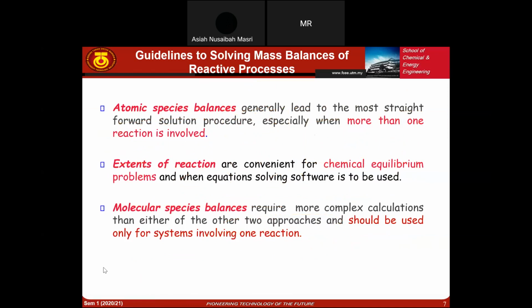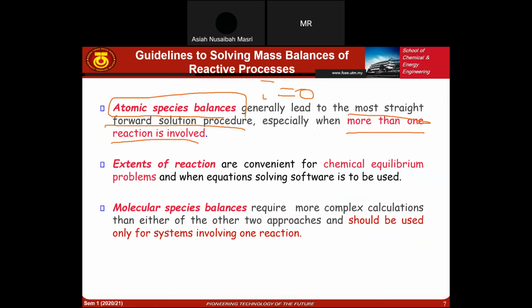Now here are the guidelines for solving mass balances of reactive processes. Which method we choose will be based on this guideline. When will we choose atomic species balance to solve the mass balance? Generally, atomic species balances lead to the most straightforward solution procedure. So this is the simplest one. We actually prefer atomic species balance, especially when more than one reaction is involved. Usually we favor this method. The easiest one is simply input equals output, the balance.